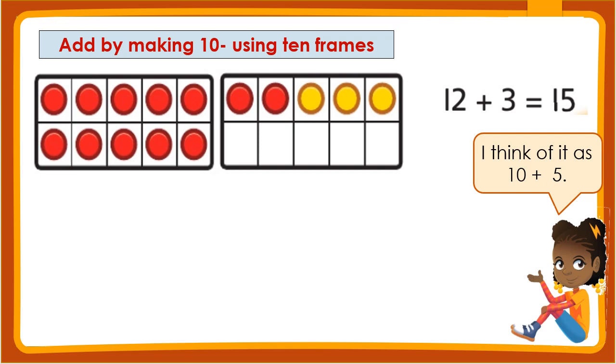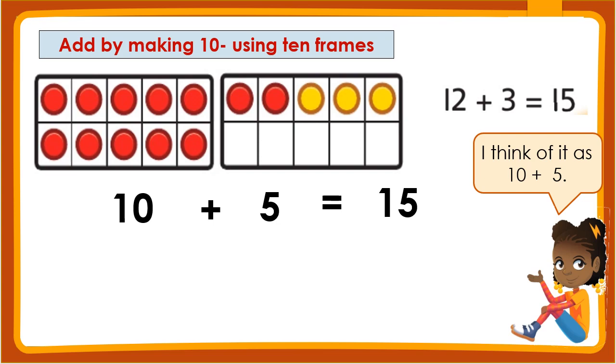Here, since the first 10 frame has a full 10 already, we just have to add the extra 2 red counters on the second 10 frame with the yellow counters, making the number sentence 10 plus 5 equals 15. So, 12 plus 3 equals 15 can also be written as 10 plus 5 equals 15.